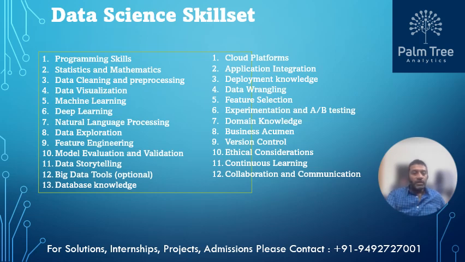Experimentation and A/B testing: conduct experiments to test hypotheses and measure the impact of changes or interventions. Domain knowledge: acquire domain-specific expertise to better understand the context and nuances of data. Business acumen: understand the business goals and objectives to frame data analysis in a business context. Version control: use a version control system like Git for code management and collaboration. This is common across all three fields: data engineer, data analyst, and data scientist.